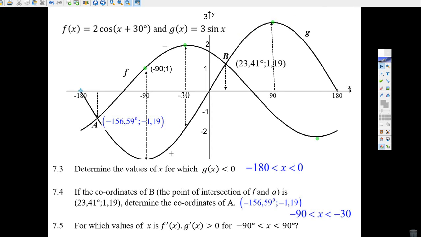The next question says, for which values is g of x less than 0? Well, that's your g of x function. They're saying for when does the graph go negative, below the axis? Oh, in between 0 and minus 180. That was a pretty easy question.